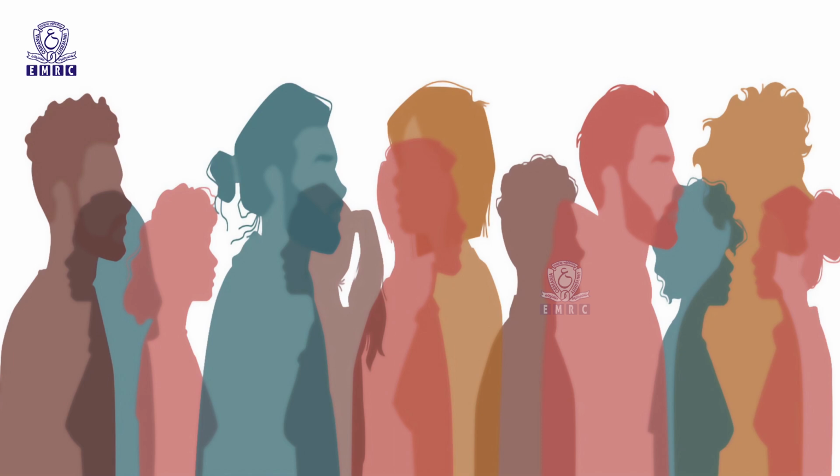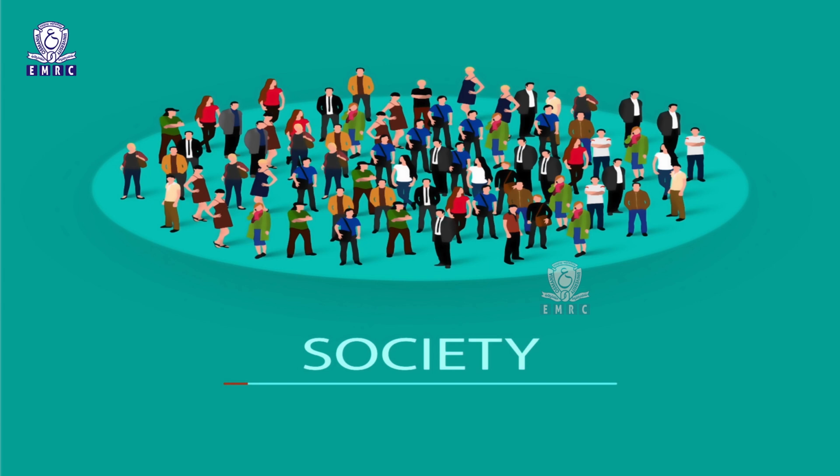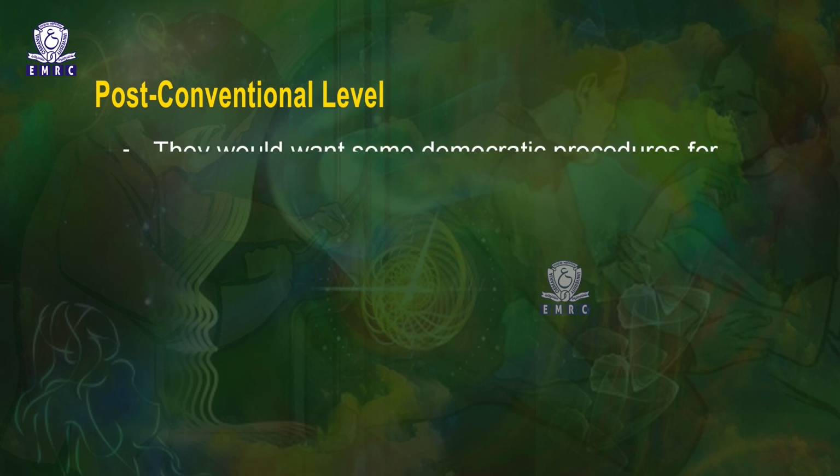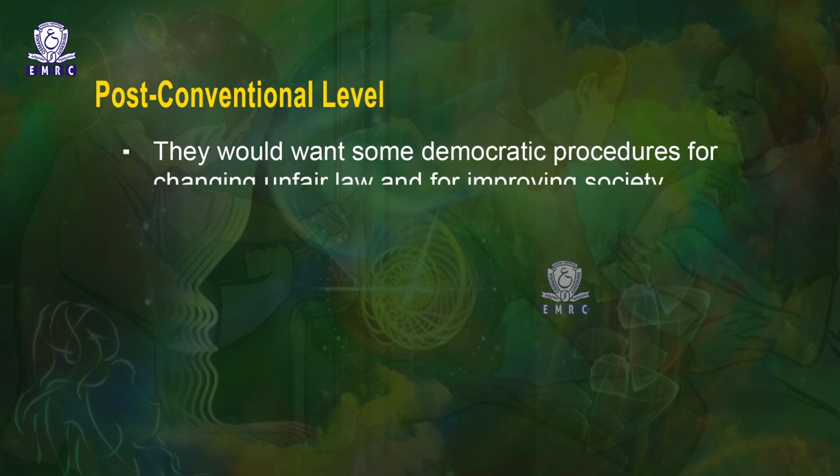They recognize that different social groups within a society will have different values, but they believe that all rational people would agree on 2 points. First, they would all want certain basic rights such as liberty and life to be protected. Second, they would want some democratic procedures for changing unfair laws and for improving society.